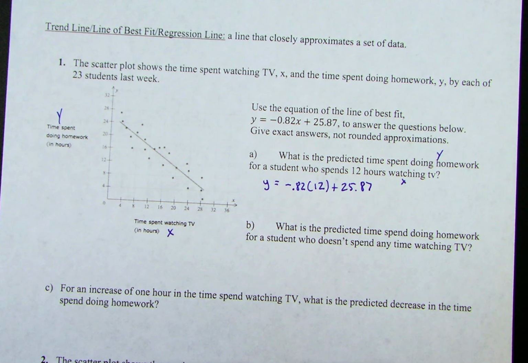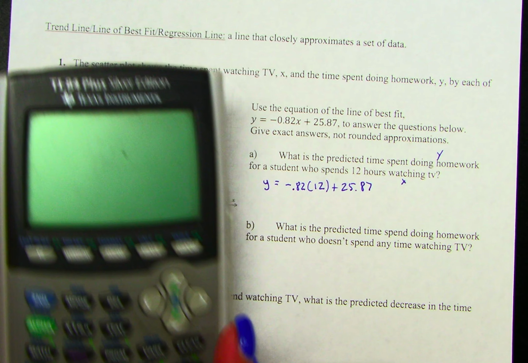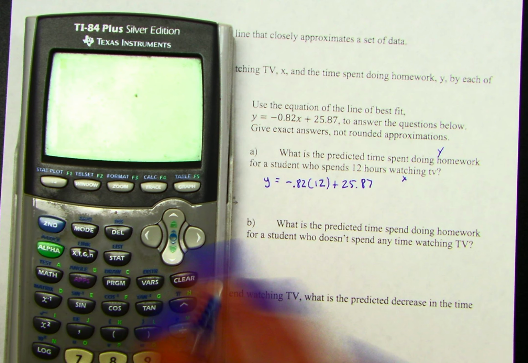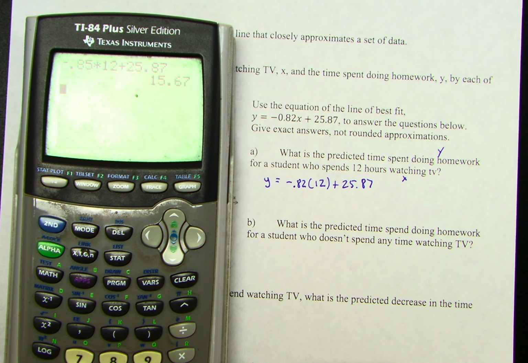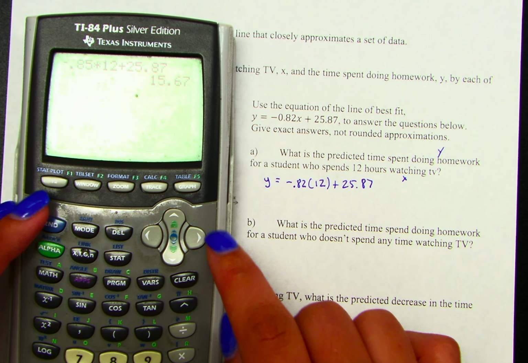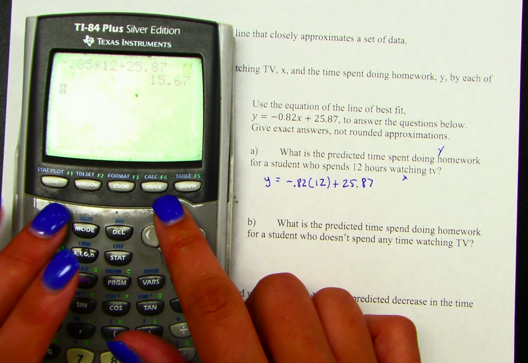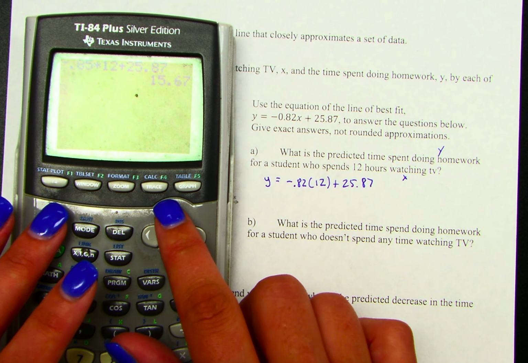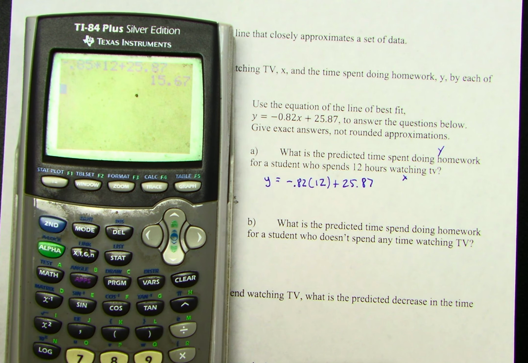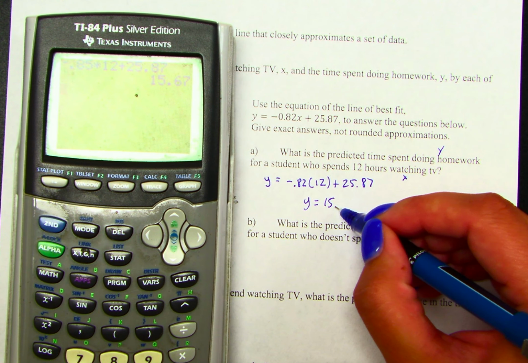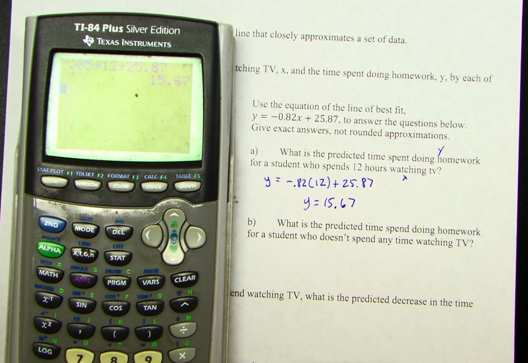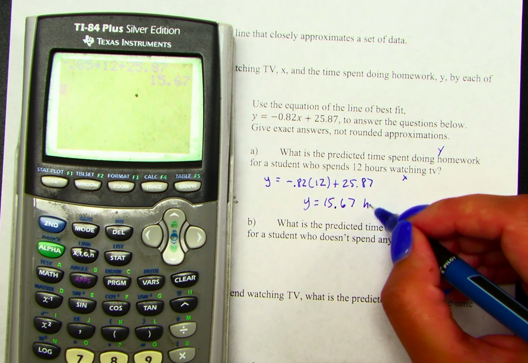I'm going to grab my calculator and type that in: negative 0.82 times 12 plus 25.87. My calculator is a little hard to see, so let me see if I can fix that for you guys. Okay, it's a little better. So my answer for this is going to be 15.67, and my label would be hours.